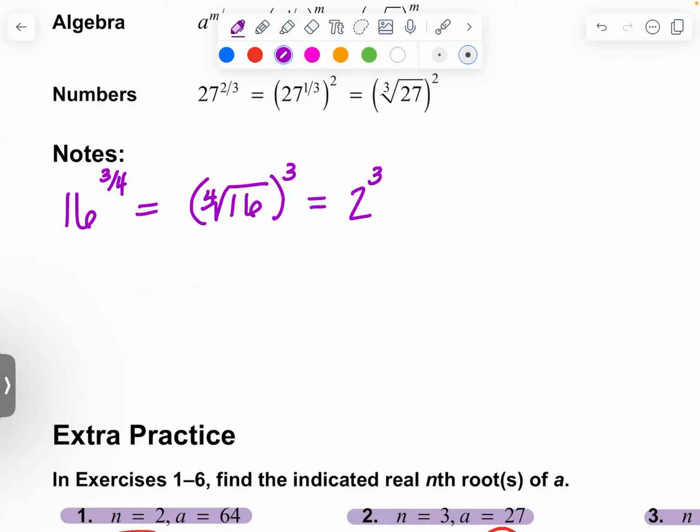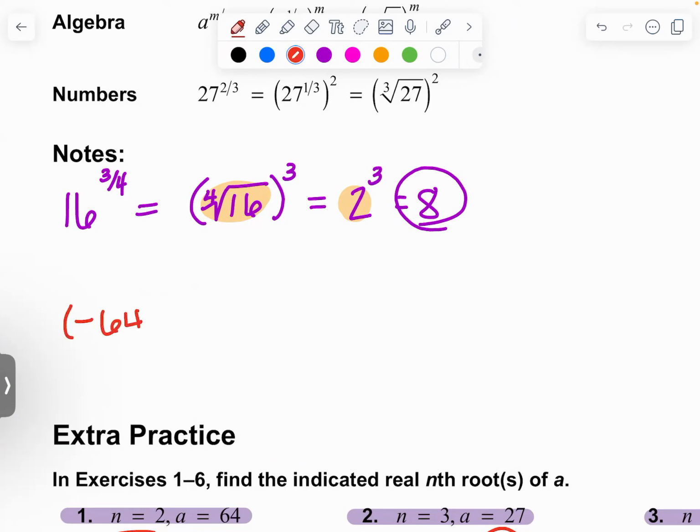So then what we have, this gives us 2, and 2 cubed is 8. Okay. Okay, what about this one? Negative 64 to the 2/3 power. Ooh, that does not look like a 2.